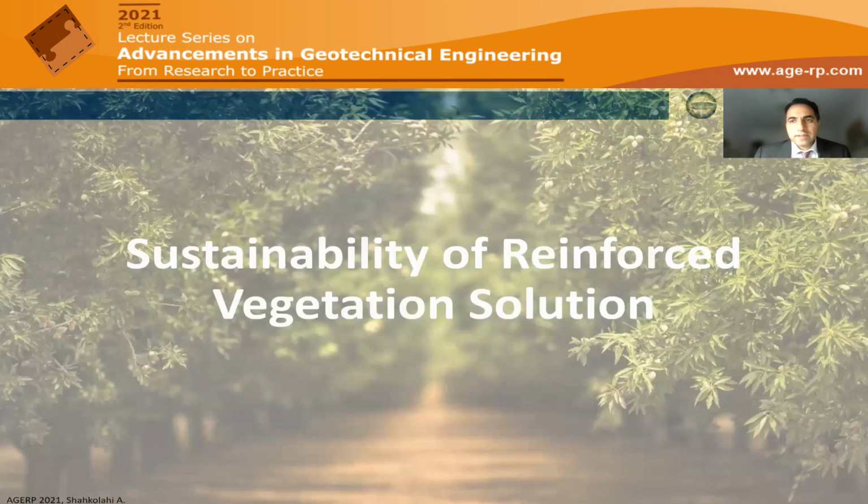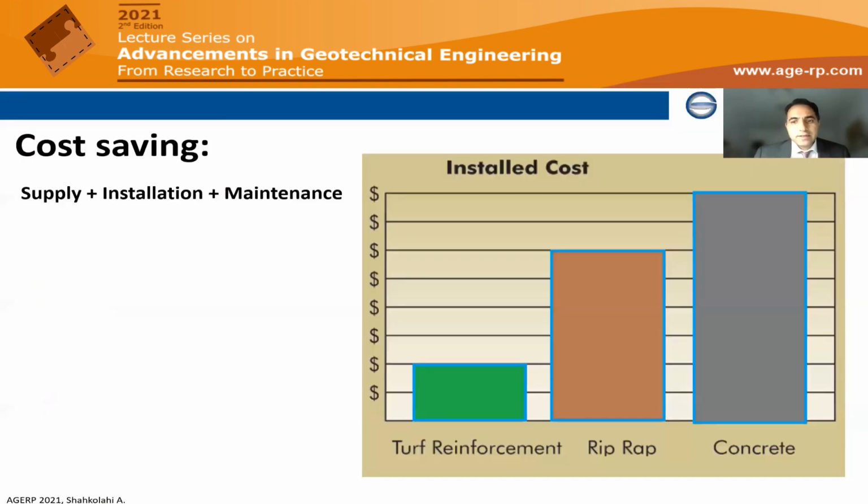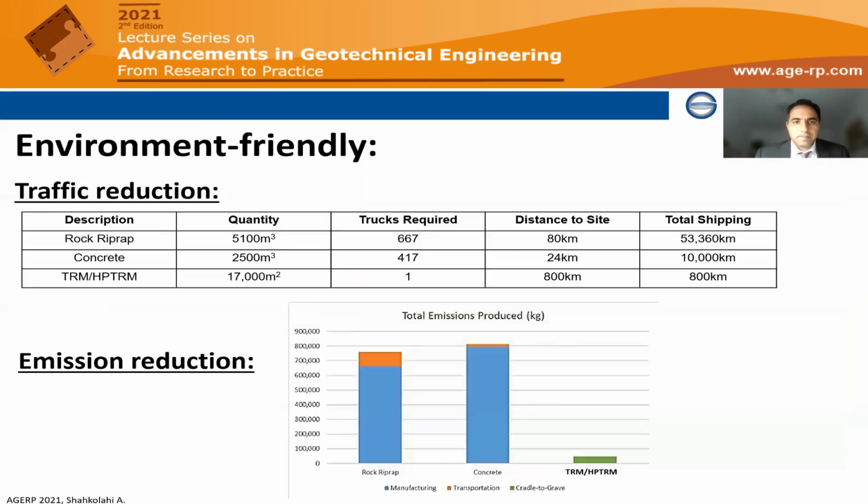To investigate the sustainability, there are two main components, which are the cost and also the carbon footprint. It is just a very general comparison. It can be different in different countries and locations, but it was a comparison that we did some years ago in Australia, and we checked with the United States: turf reinforcement mat versus riprap versus concrete. So you can see the cost is very, very different, and it can be much cheaper where applicable.